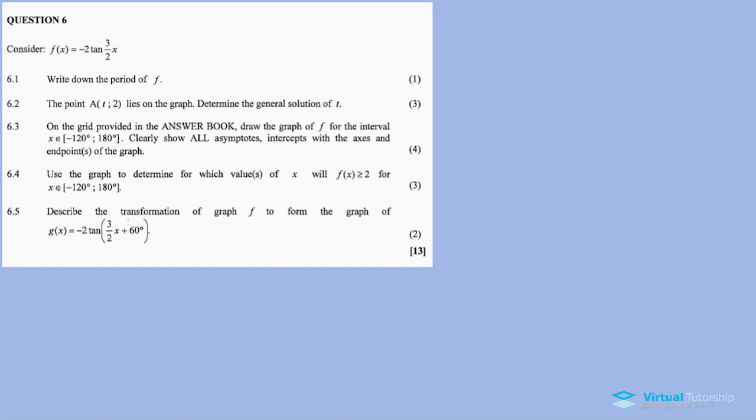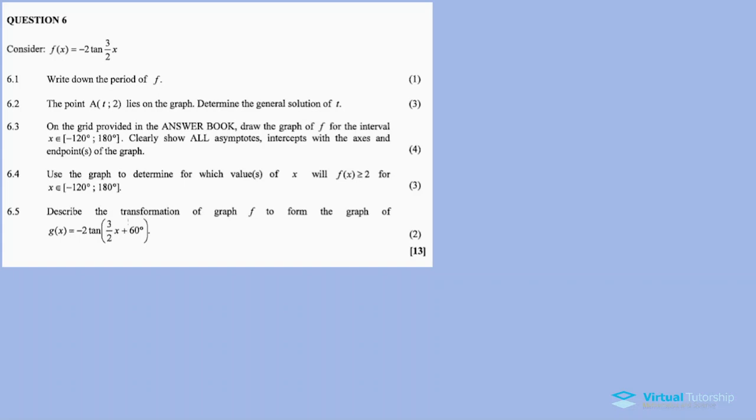In this video, we will discuss question 6, a question on trigonometric functions. Here we are given a tan function, and we have to sketch since there's no sketch provided. In most questions, there is a sketch where you have to interpret, find the period, find the range, find the domain, and so on. Here we are given the function f of x equals minus 2 tan 3 over 2x.